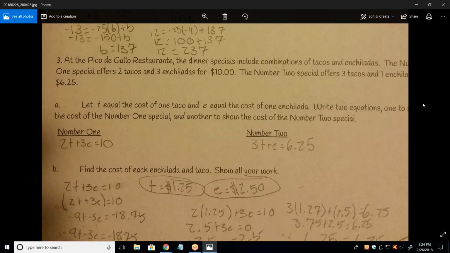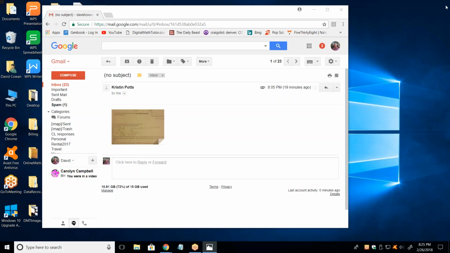There must be some writing off the screen here that says it costs $6.25 if you buy 3 tacos and 1. Oh, yeah, it does. Okay. So yeah, that's equation number 2. In other words, 3 tacos and 1 enchilada costs $6.25. Okay. Now find the cost.